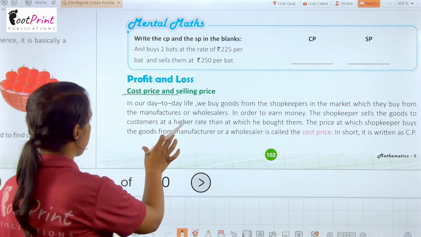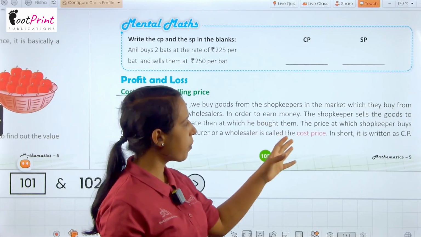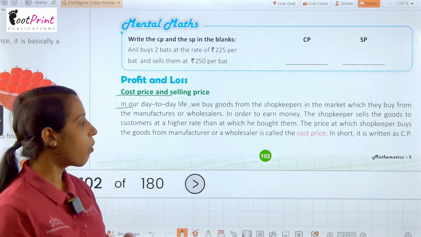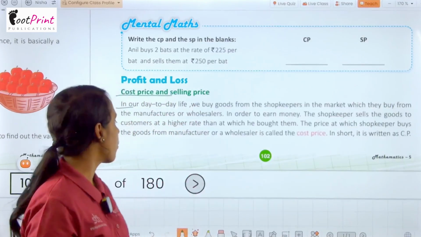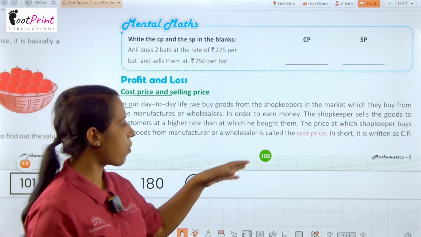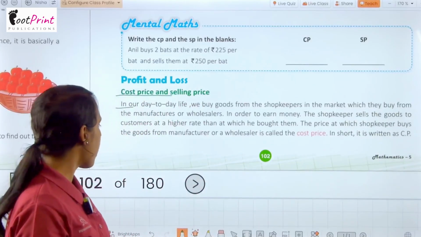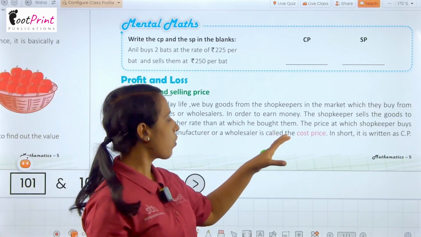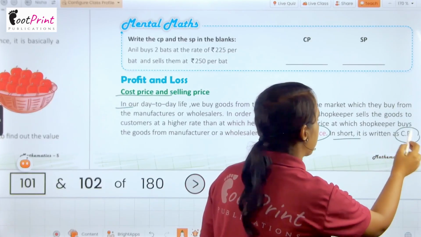Let's do this. So in our day-to-day life, we buy goods from the shopkeepers in the market, which they buy from the manufacturers or wholesalers. In order to earn money, the shopkeeper sells the goods to customers at a higher rate than at which he bought them. The price at which the shopkeeper buys the goods from a manufacturer or a wholesaler is called the cost price. In short, we can say CP.